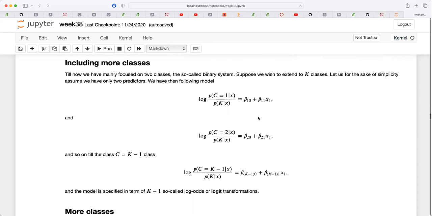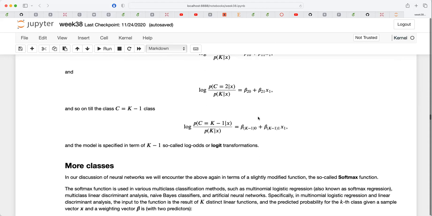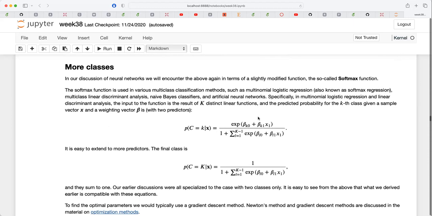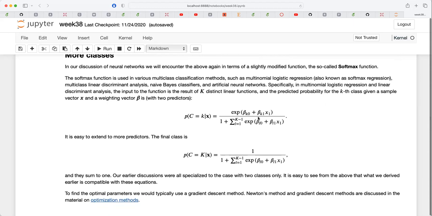And you can include more classes, and this is something which we will discuss a little bit more in detail when we move into neural networks. You can extend this sigmoid function or this logit function to include more classes, and you're not limited only to the binary case. And I just invite you to take a look at it, and then we are going to look at this more closely when we move into neural networks. And this function, which you see here, is normally called the softmax function. But we are coming back to this topic a little bit later.